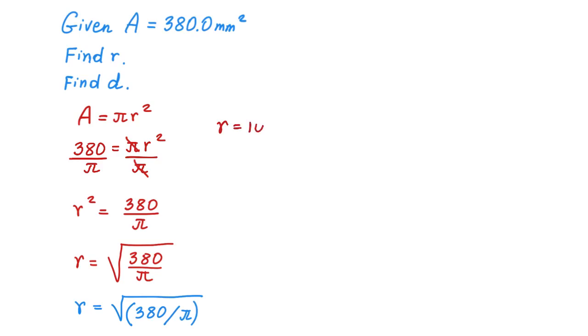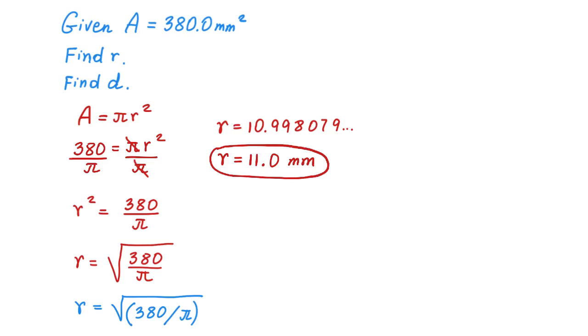equals 10.99807 and so on. And let's round this to 1 decimal place. Because in the tenths place we have a 9 and to the right we have another 9. When we round this to 1 decimal place, the result will be 11.0. And the units will be millimeters. So this is one answer. We got the radius. Now we have to get the diameter.